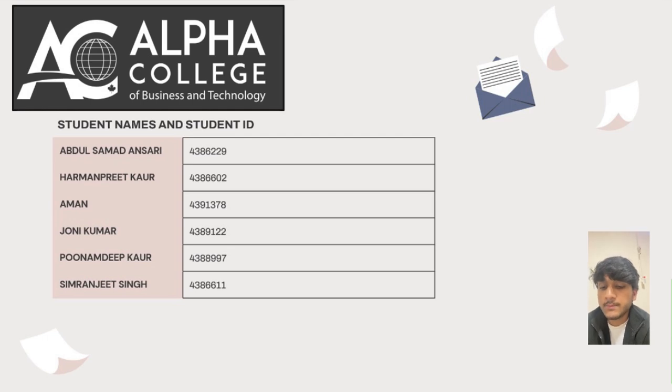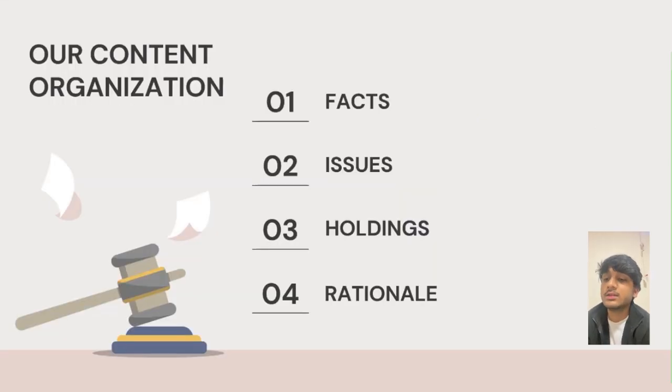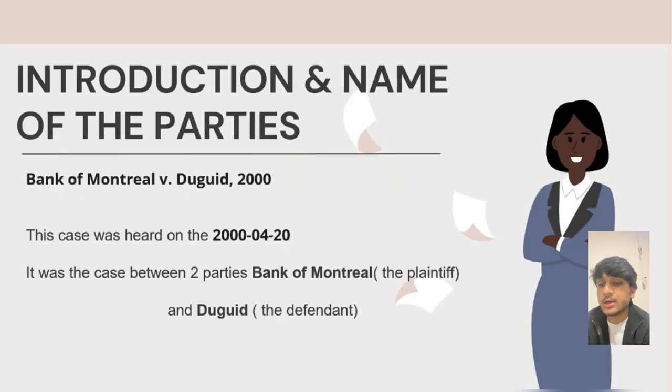As you can see, this is our content organization, which includes facts, issues, holdings, and rationales. Moving on to the introduction and names of the parties. This case has only two parties, Bank of Montreal and Duguid. There were no appearances except these two, and this case was heard in the year 2000. Bank of Montreal was the plaintiff and Duguid was the defendant.